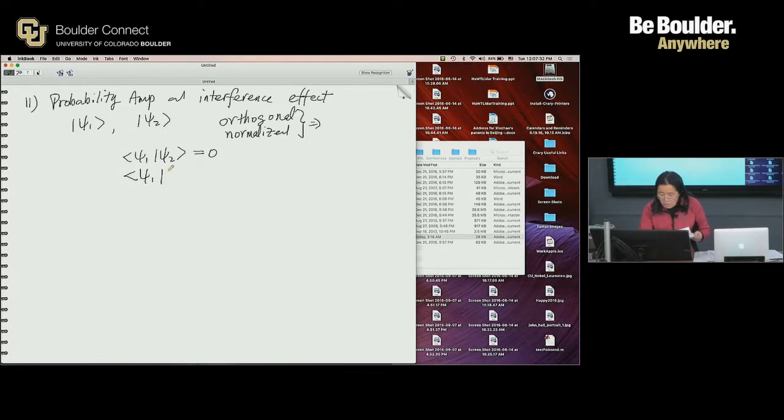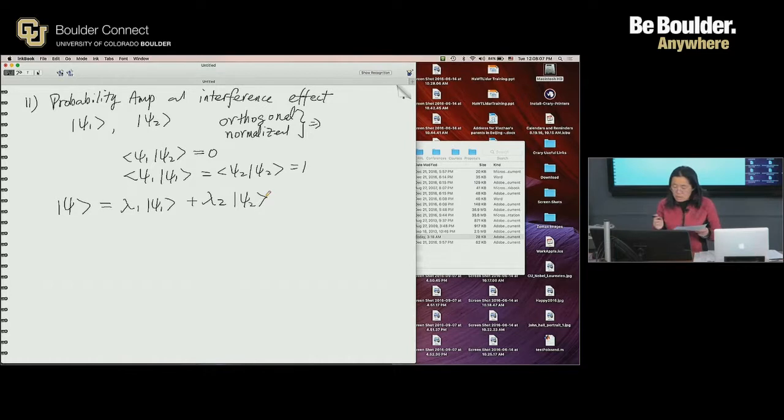But they are normalized, so the scalar product with themselves equals one. So if we say the photon reaching the beam splitter becomes a superposition of the states, how would you write it? It forms a new state. This new state is given by lambda 1 times psi 1 plus lambda 2 times psi 2, with some number coefficients lambda 1, lambda 2.